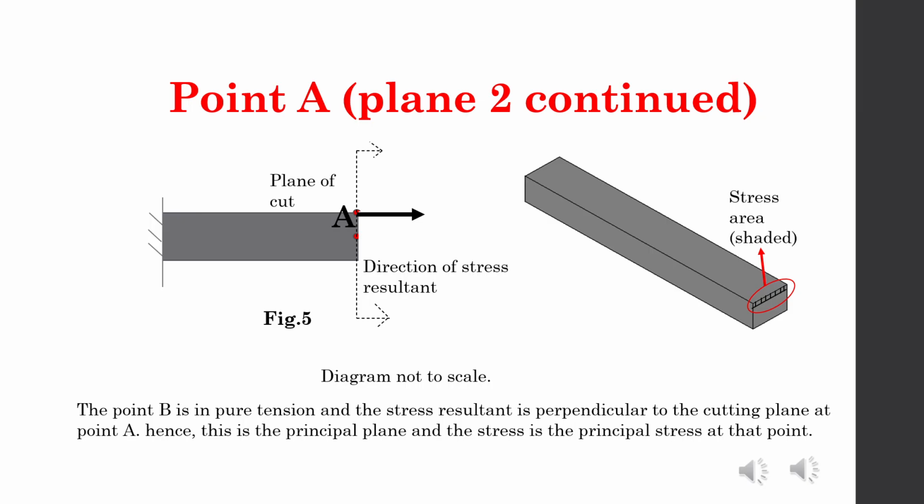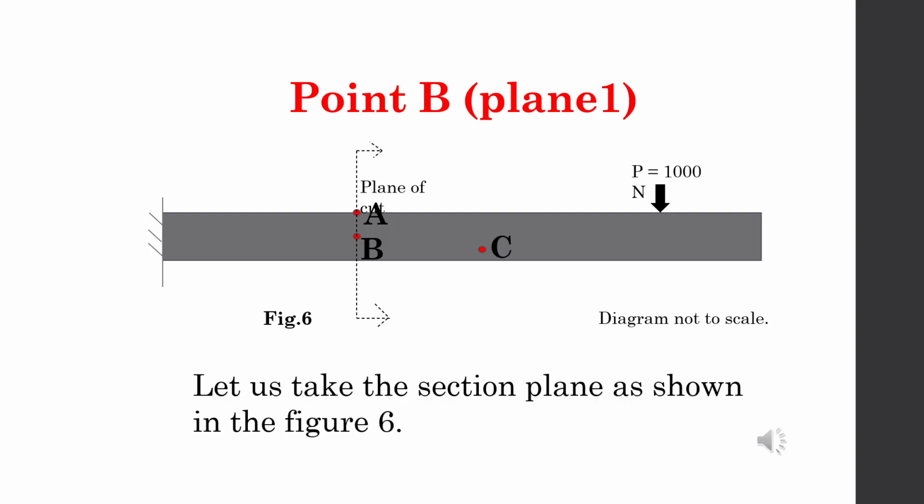Now that we have found the principal plane for the point A, now let us move on to point B. I hope by now you have understood what is meant by the principal plane and what is meant by principal stress. So principal stress is nothing but the stress on the principal plane. So now let us move on to the point B. For point A, we had seen that the vertical plane was the principal plane. Now let us check out if it is also the principal plane for point B.